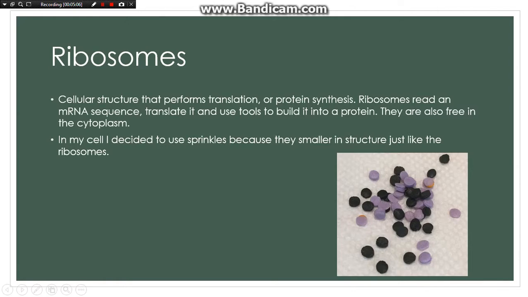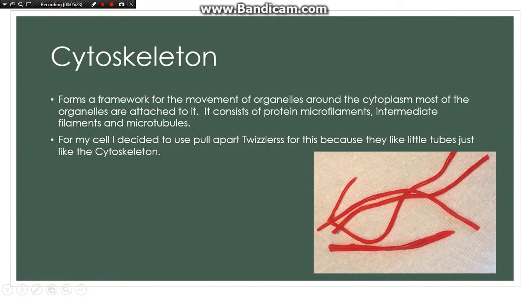Ribosomes are cellular structures that perform translation or protein synthesis. They read an mRNA sequence, translate it, and use tools to build it into a protein. They also are free in the cytoplasm, so I decided to use sprinkles. They're similar in structure to the ribosomes.